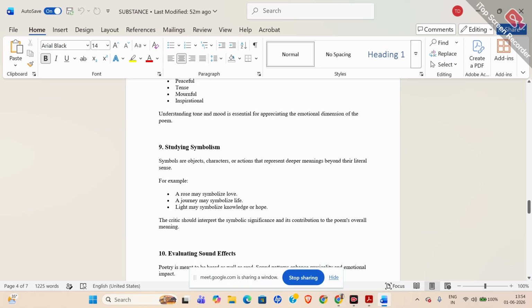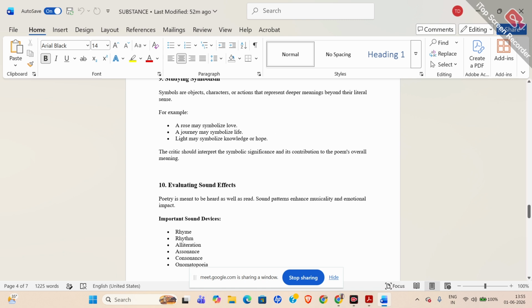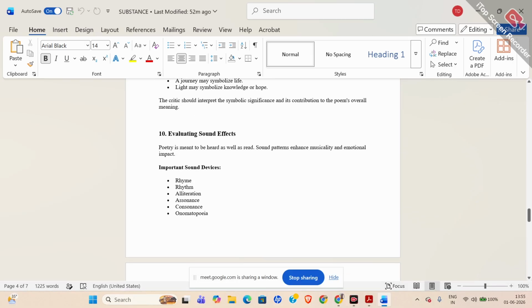Studying symbolism. Symbols are objects, characters, or actions that represent deeper meanings beyond their literal sense. তাহলে a rose may symbolize love, a journey may symbolize life, light may symbolize knowledge or hope. So the critic should interpret the symbolic significance and its contribution to the poem's overall meaning. Symbolismটা আমাদের বুঝতে হবে যখন করব এগুলো.